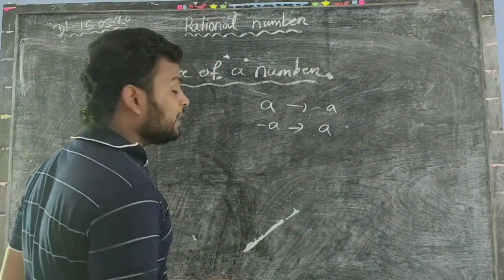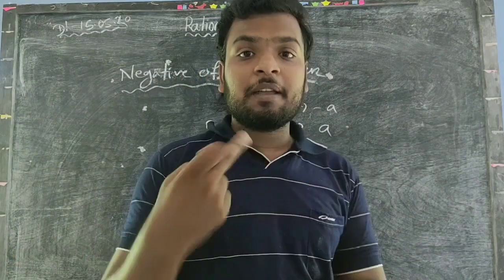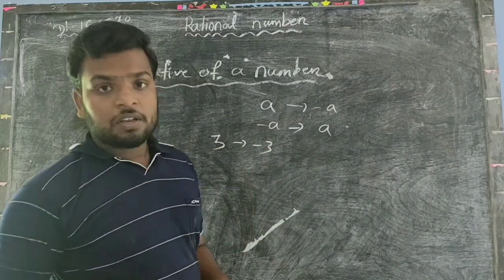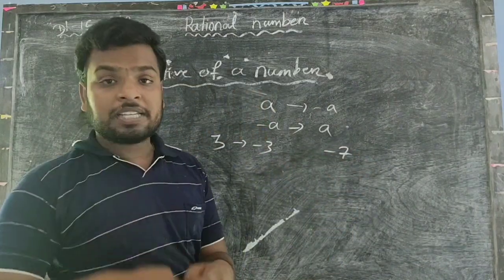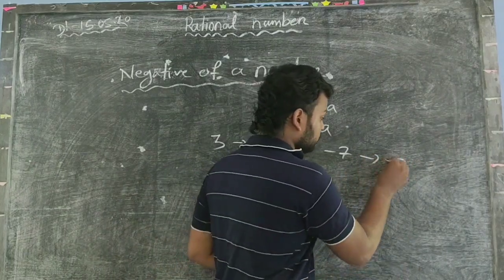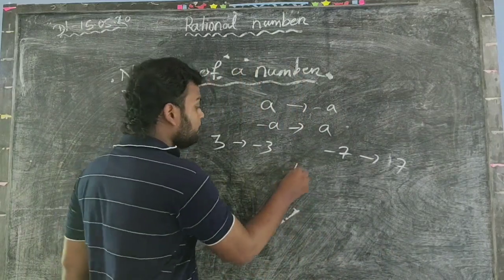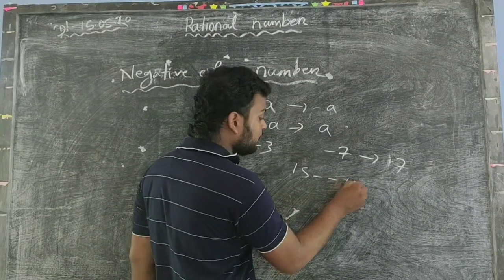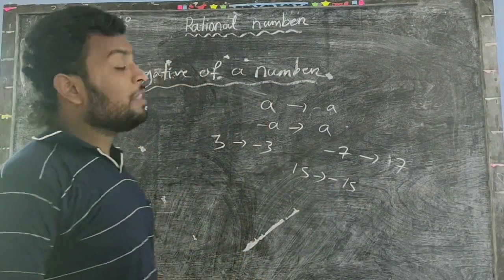Okay, so let's take an example. If 3 is a number, then its additive inverse or negative is minus 3. If a number is minus 7, its additive inverse is plus 7, or only 7. If a number is 15, then its additive inverse or negative is minus 15. Okay, so this is the negative of a number.